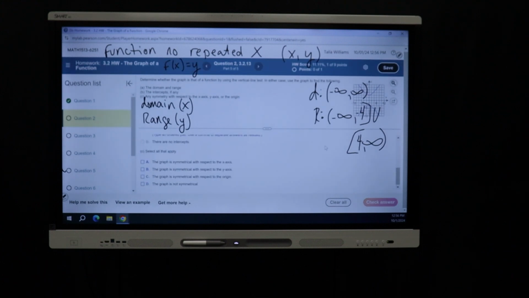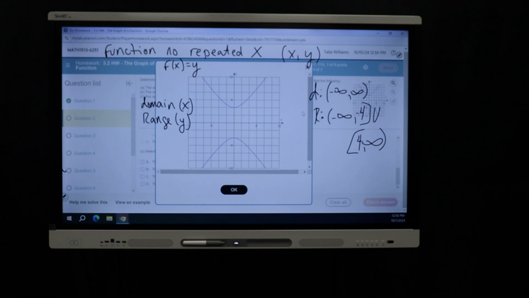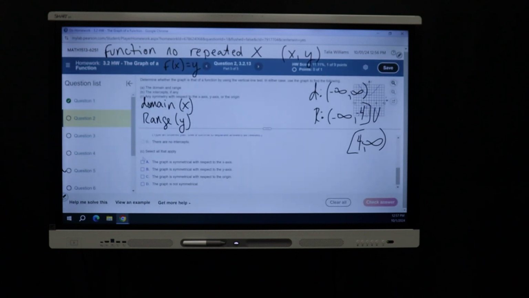Select all that apply. Okay, symmetry on this graph. If I was to fold this graph along the x-axis and line it up with the top, it would be symmetric with the x-axis. They would perfectly line up. If I was to fold this across the y-axis, so from this side to this side, it would still line up. So we are symmetric with the y-axis. If I took this graph and rotated it 180 degrees, it's going to line up with that. So this graph is x, y, origin.